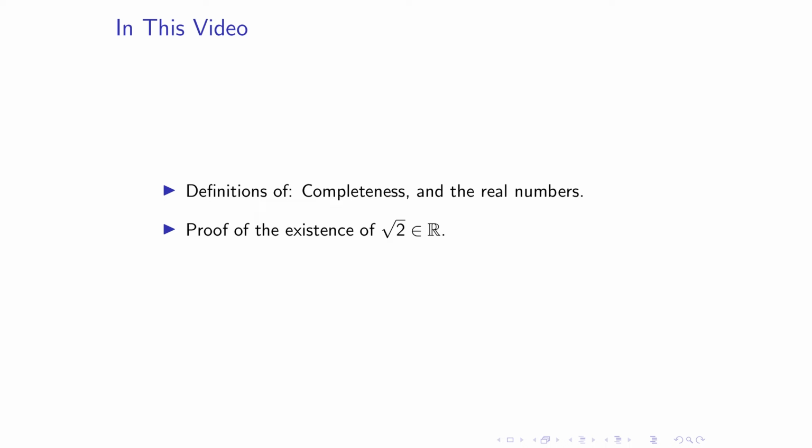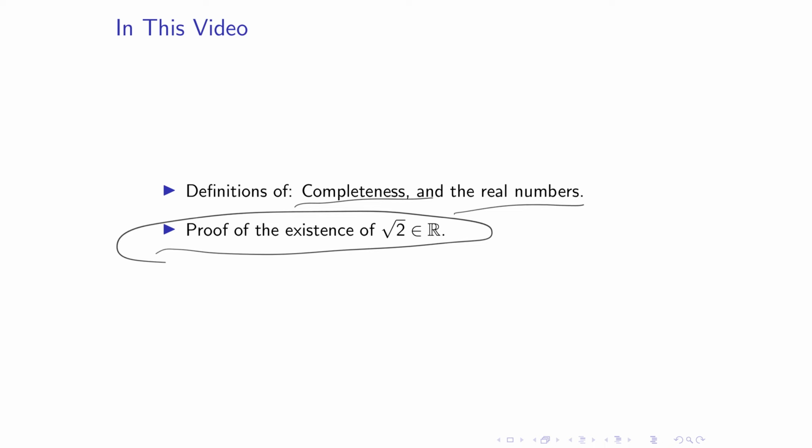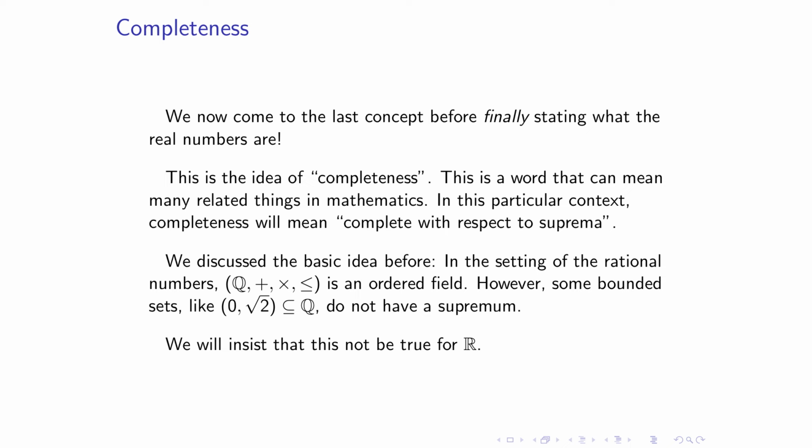In this video, we will define the concept of completeness, and by giving the axioms of the real numbers, we will say what the real numbers are, and we will give a demo proof of the existence of the square root of 2 in the real numbers. So the basic topic here is much awaited. We are finally going to say what the real numbers are, but first, before we can quite do that, we have to say what completeness is.